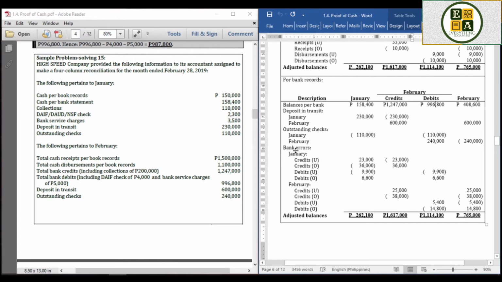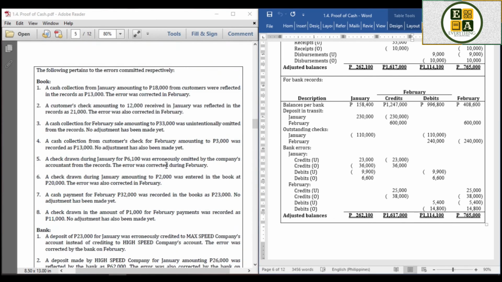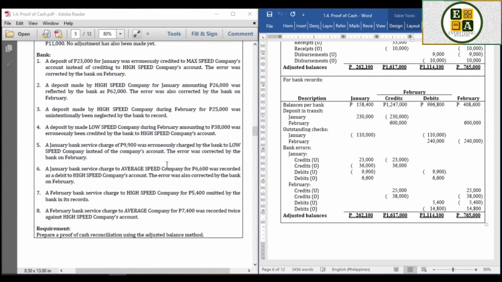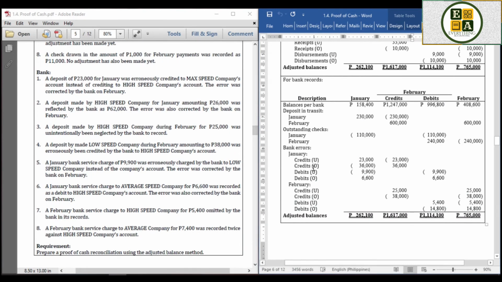So, proceed naman ako dito sa bank errors. Madali lang yung nasa bandang itaas na mga amounts, from bank balances to outstanding checks. So, proceed ako dito sa bank errors. So, start ako dito sa January errors.